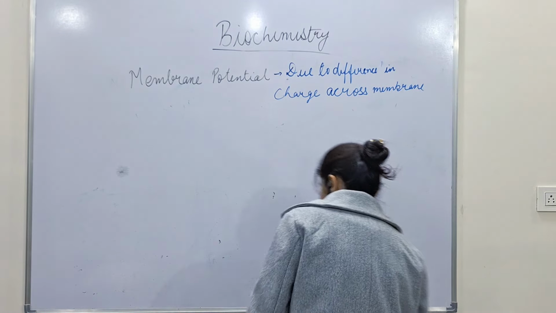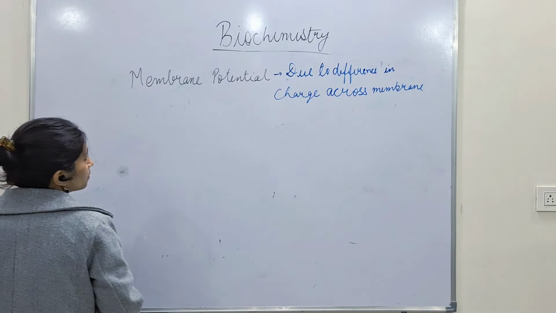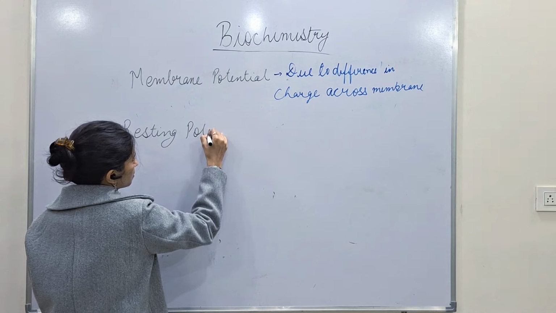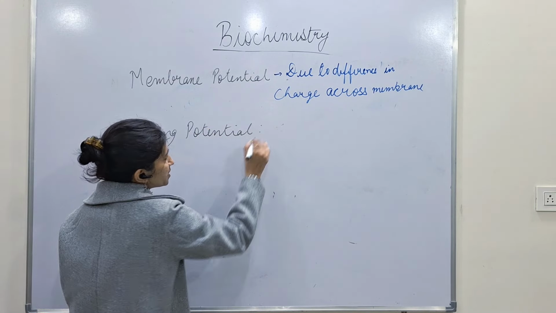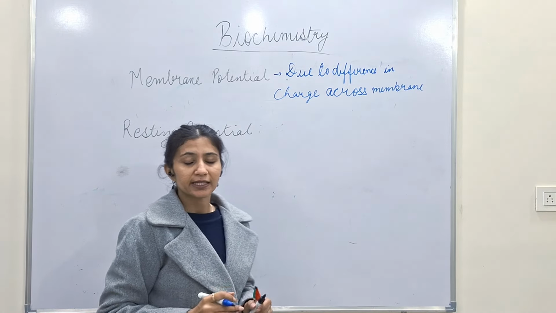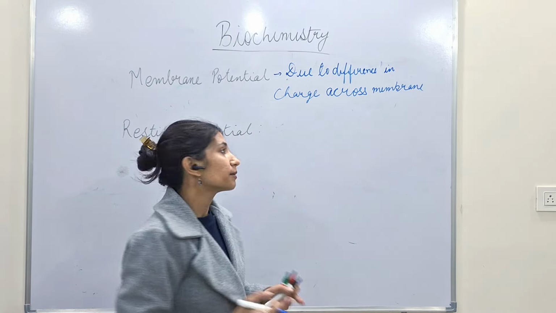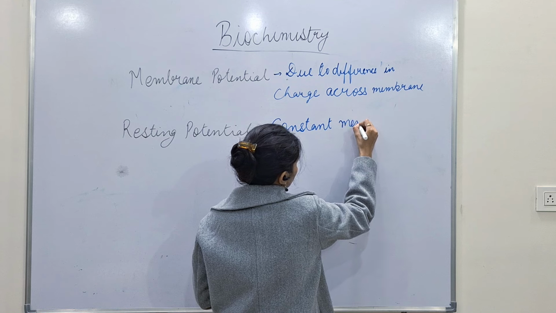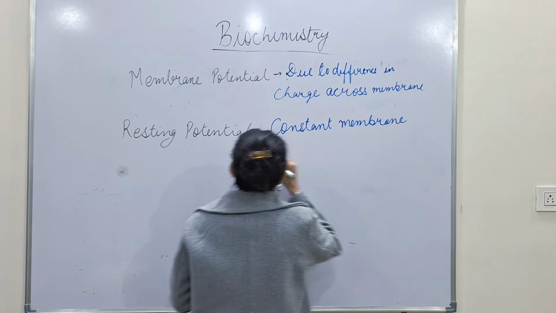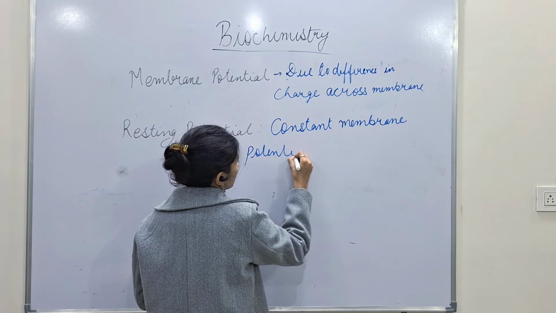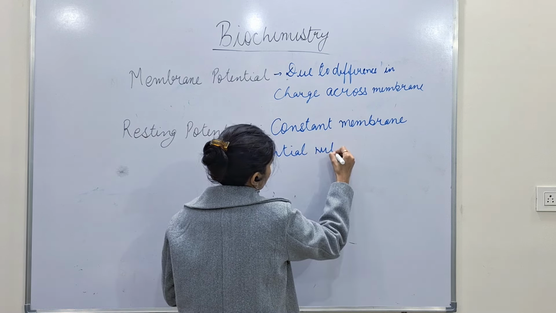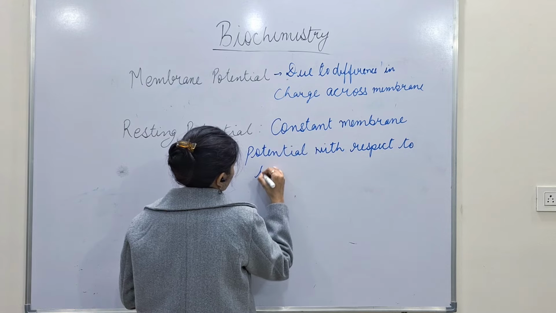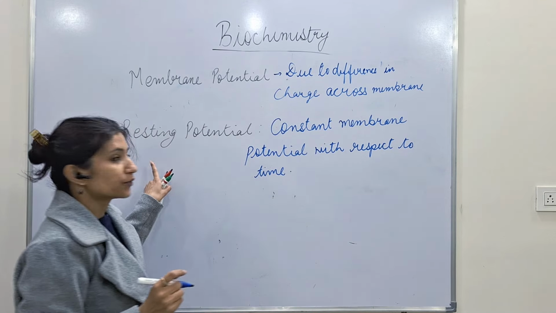Okay, the next type is the resting potential. When we talk about resting potential, it is basically that potential where the membrane potential remains constant. So in simple terms, a constant membrane potential with respect to time. This is the resting potential.